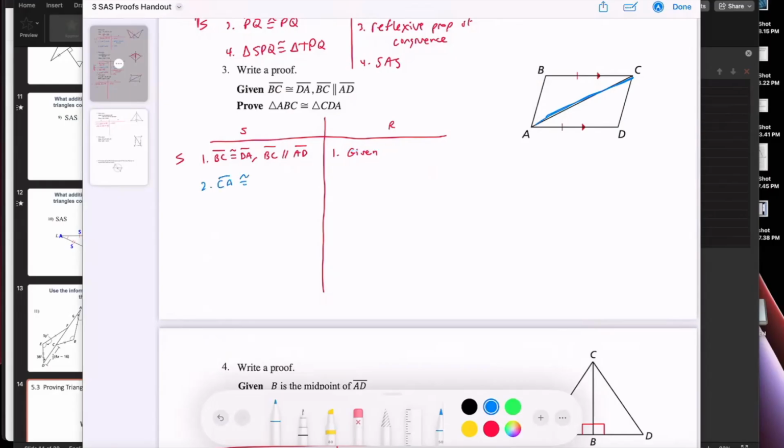So CA is congruent to CA. That's the reflexive property of congruence. So that's another side. So it looks like we need an angle now.